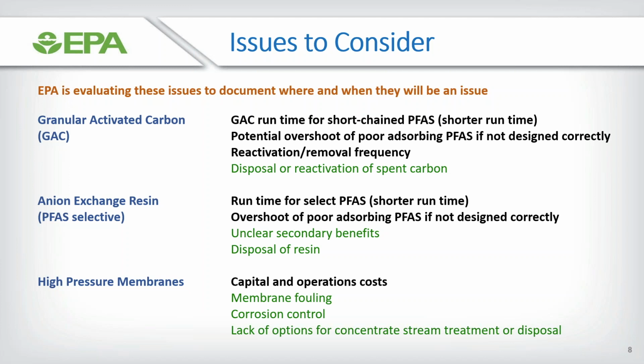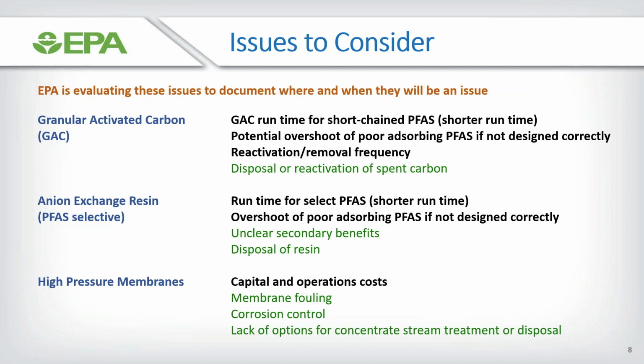What do you do with the reactivation and removal? How often do you have to reactivate that, and what do you do with that material? So ion exchange also has a similar challenge with shorter chains. They move through the column quicker, and they can also overshoot if the column's not designed appropriately. It's unclear what secondary benefits you can get. And again, you have the disposal of resin. So what is that going to look like?